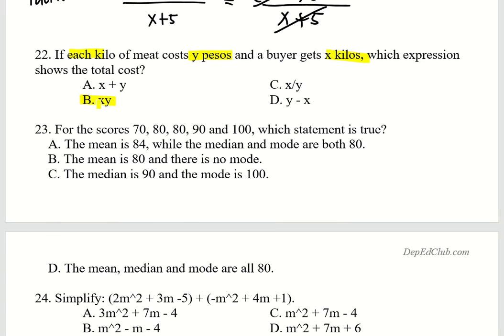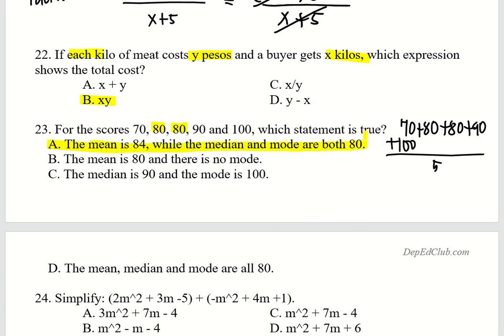23. For the scores 70, 80, 80, 90, and 100, which statement is true? Okay, so for 23, the mean is 84 while the median and mode are both 80. So our median, yeah, it's 80. Our mode, that is also 80. But let's check if the mean is correct. Okay, so again, for getting the mean, that is adding all the numbers, then dividing it with the number of given. And 1, 2, 3, 4, 5. Okay, so we got 70 plus 80 plus 80 plus 90 plus 100 over 5. Okay, that will be 84. That's correct, letter A.